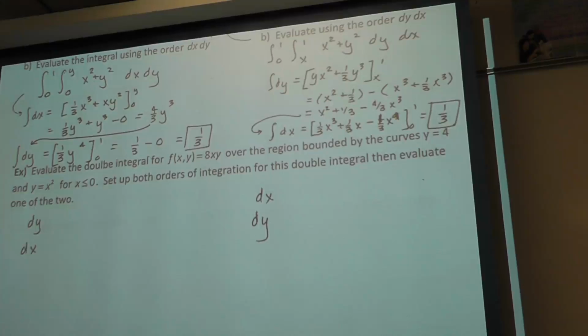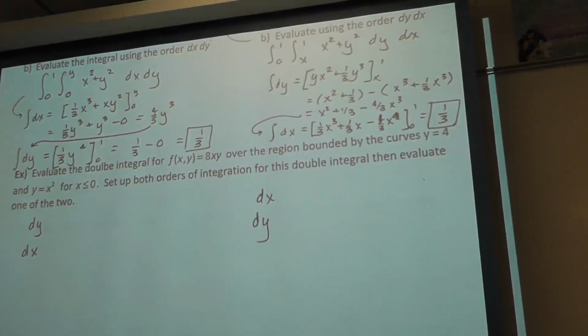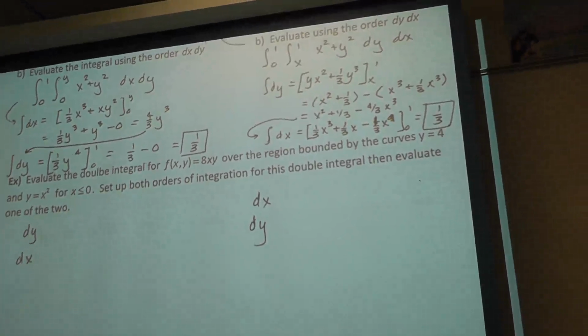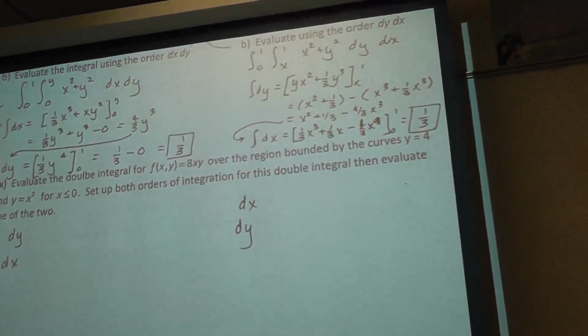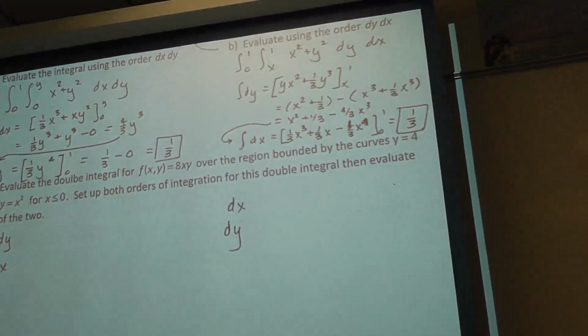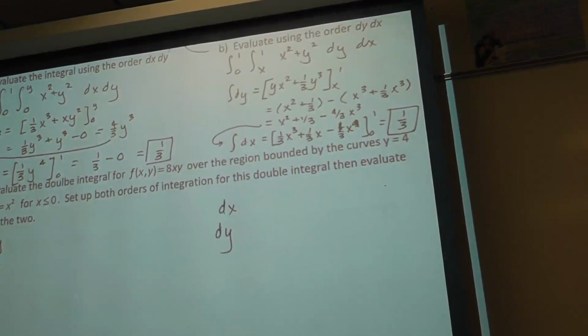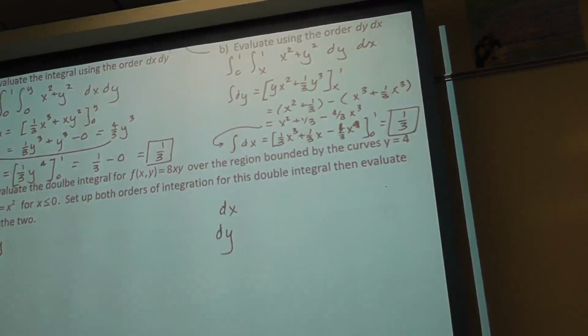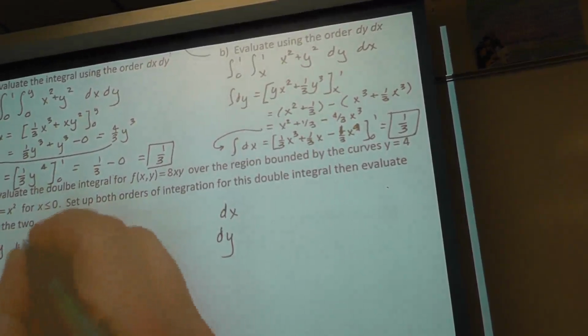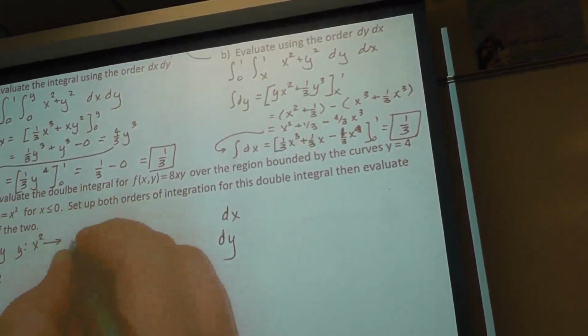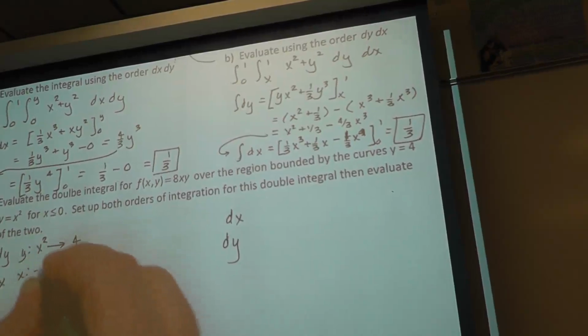Who did the dy dx order? What'd you get for your y limits? X squared to 4. And when you flatten it to the x-axis, what's left over? Negative 2 to 0. Negative 2 to 0, yes. Let me show you why.